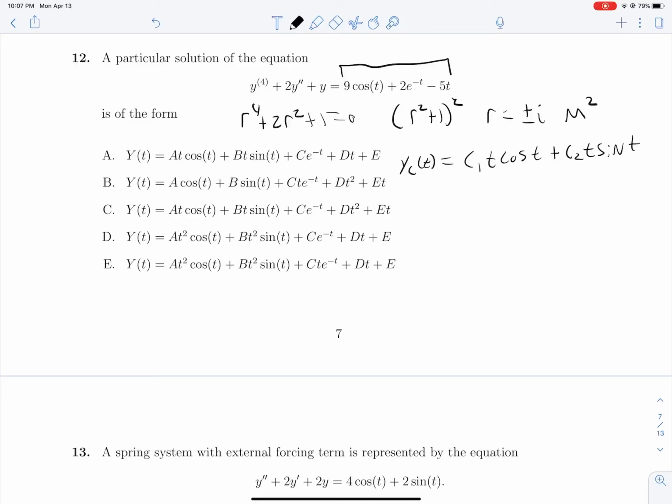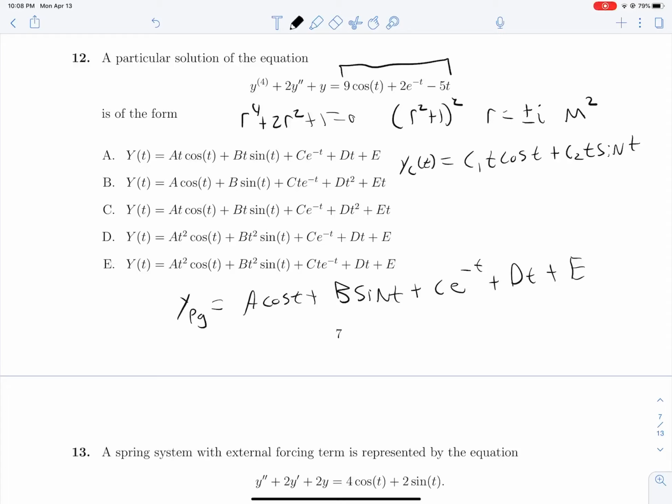So we are ready to go here. We see that in our term f of t over here, we would like our guess for y particular to be a cosine t plus b sine t plus c e to the negative t plus dt plus e, but this isn't going to work.